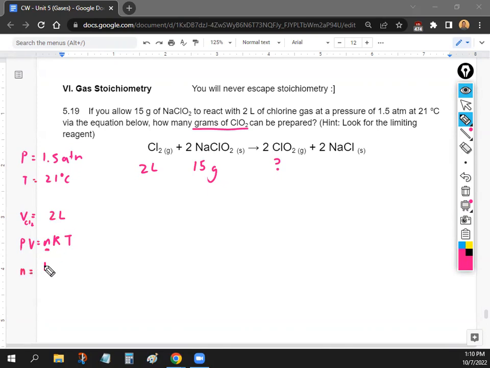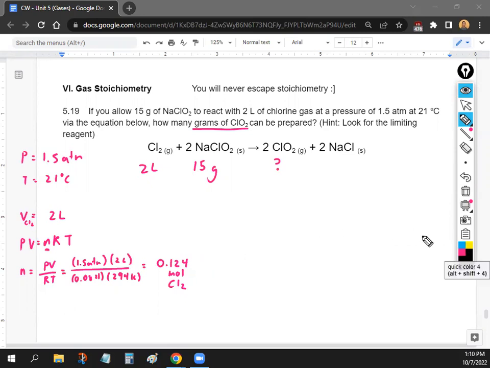Okay, so we're going to rearrange our equation. The moles is going to equal PV divided by RT. Okay, let's plug in our values. The pressure is 1.5 atm. The volume is 2 liters. The R value that we're going to use is 0.0821. And then the temperature, if we convert to Kelvin, will be 294. Okay. Plug and chug that into the calculator and get 0.124 moles of chlorine. Something around that. If you got 0.12, 0.13, 0.11, that's fine. Any questions on that part?